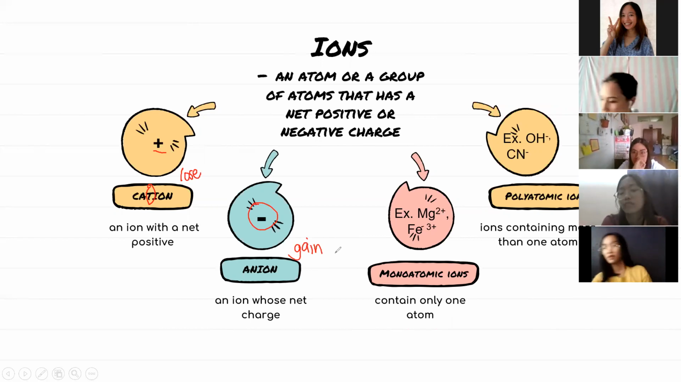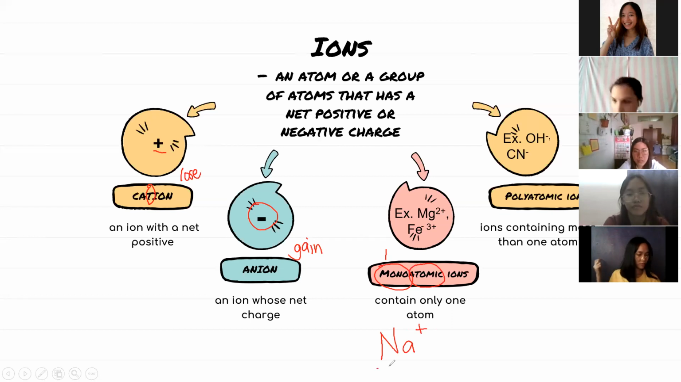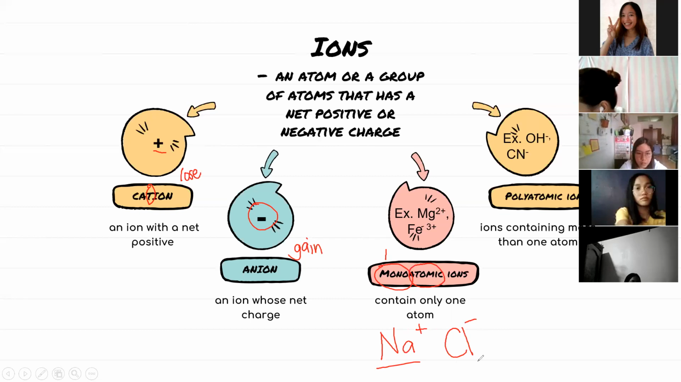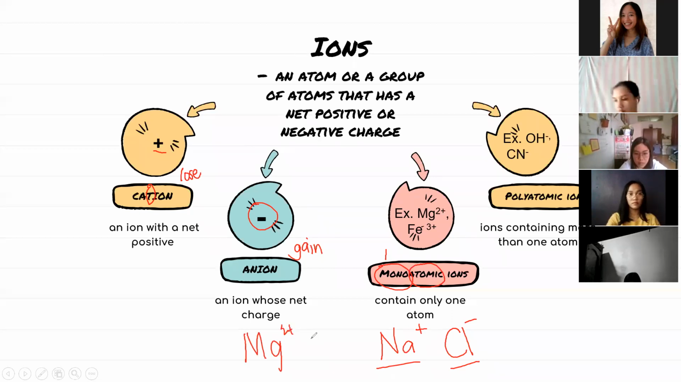Okay, another way of classifying our ions, we have the monoatomic ion and the polyatomic ions. Pag moingon kag monoatomic, mono means one type of atom. Okay? So for example, sodium ion. Isa lang siya ka-klase, sodium lang siya. Or chloride ion. That's still one type of atom. Or pwede po magnesium ion.